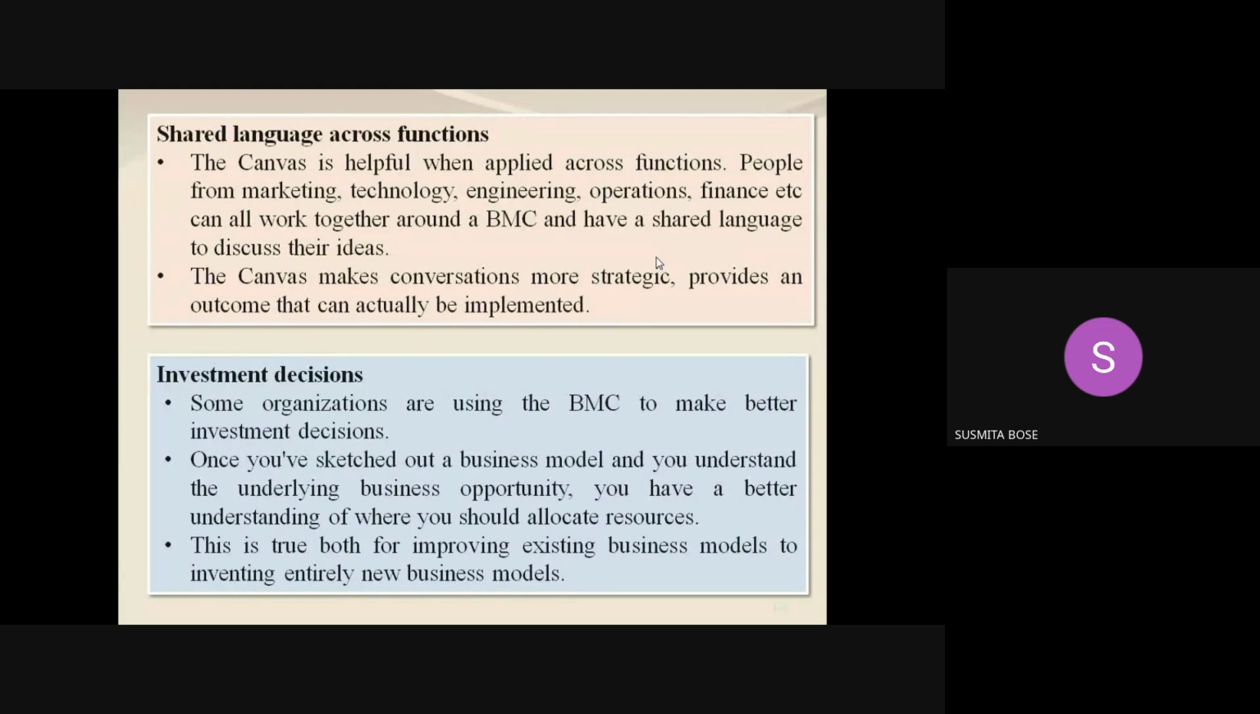And some organizations are using the BMC to make better investment decisions. Once you have sketched out the business model and you understand the underlying business opportunities, you have a better understanding of where you should allocate resources. And this is true both for improving existing business models and for startups.